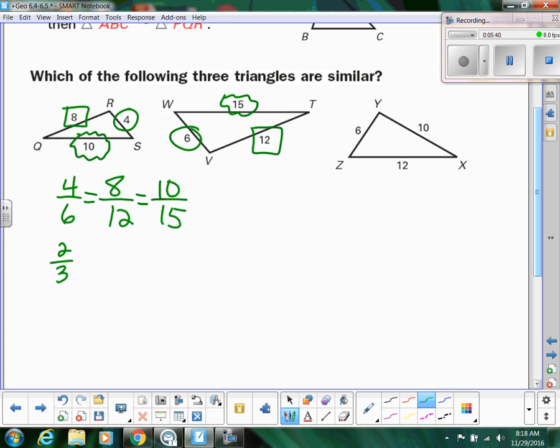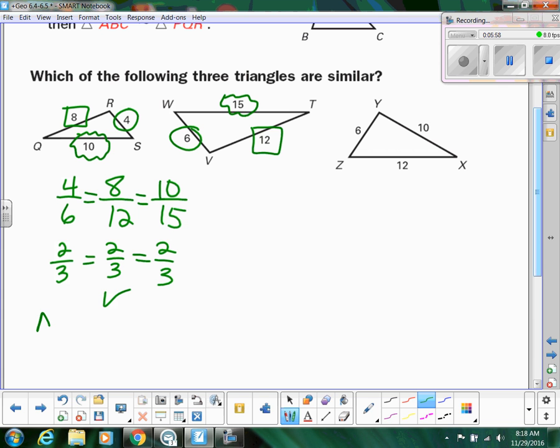This one, if we reduce that, we get 2/3 again. And then, of course, 10/15 reduces to 2/3. So these are all equal. So those two triangles are similar.